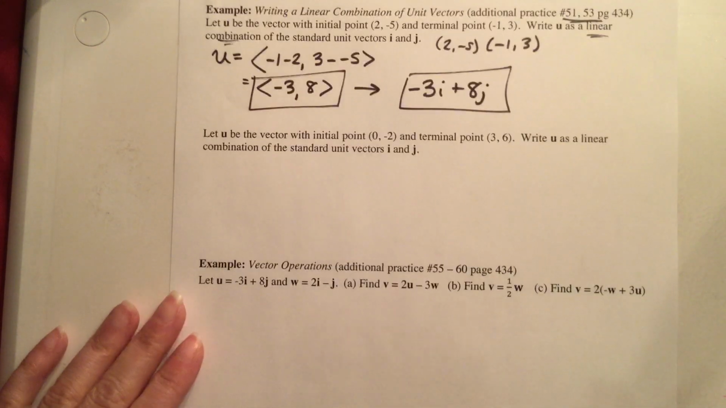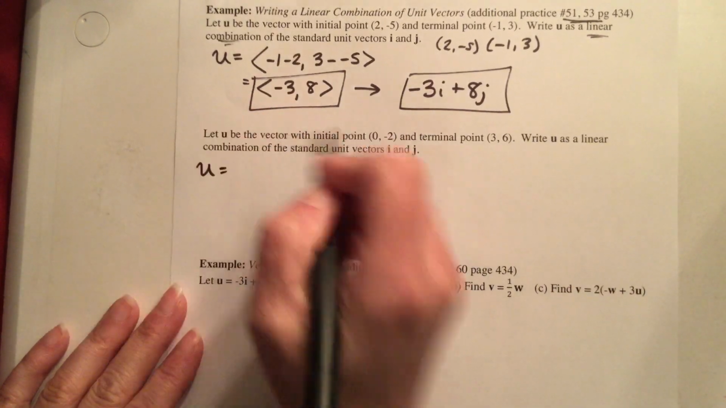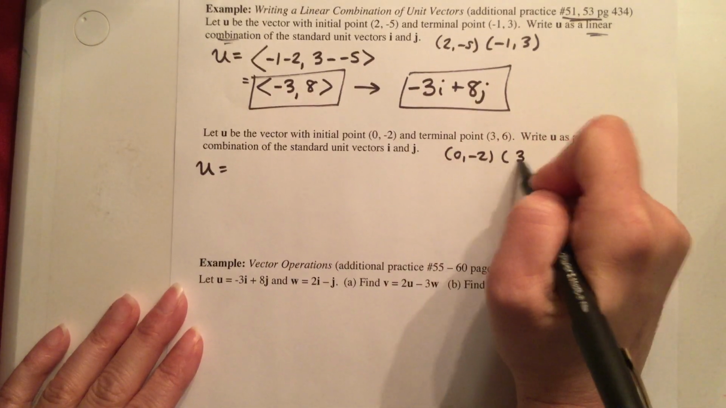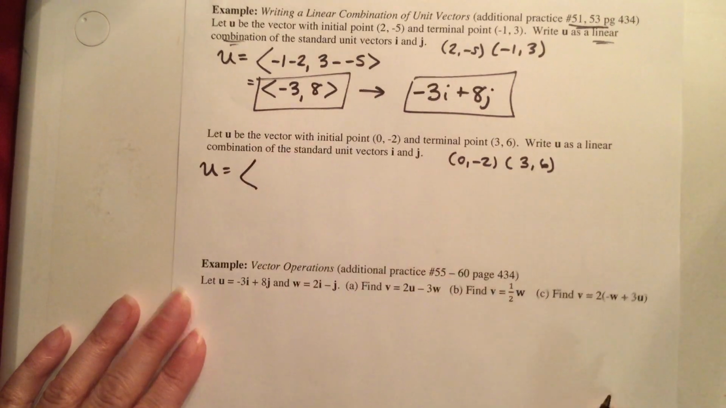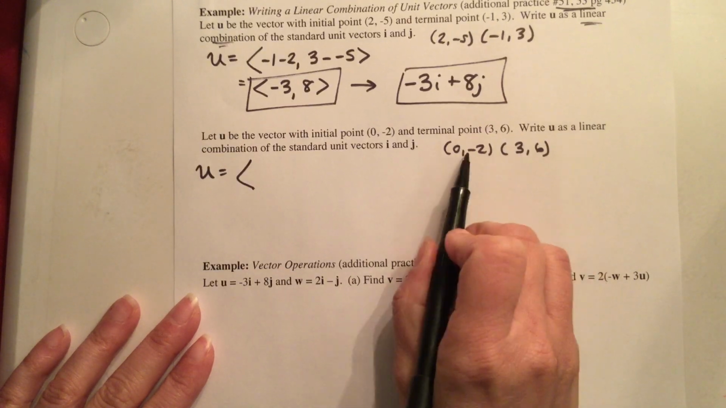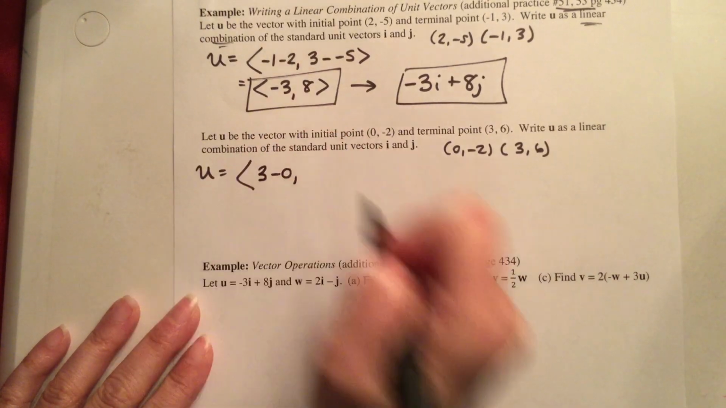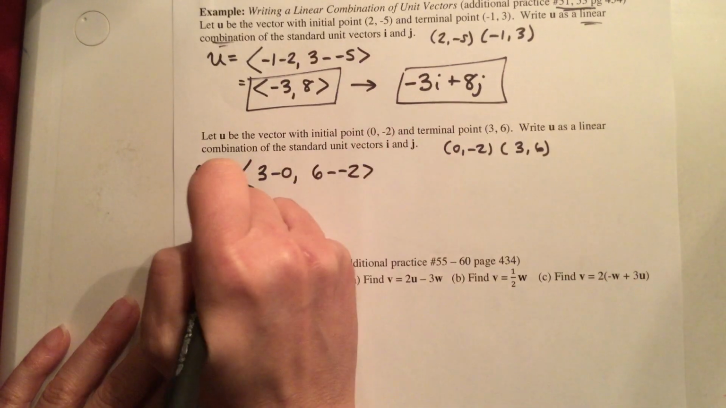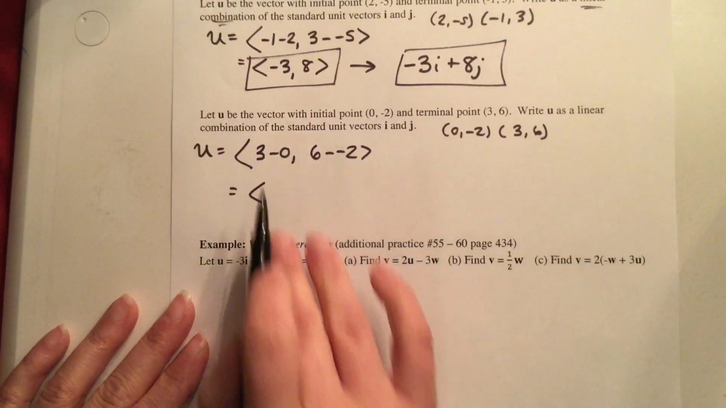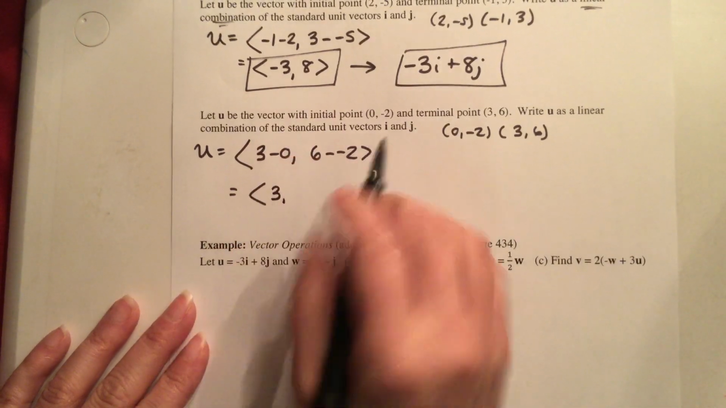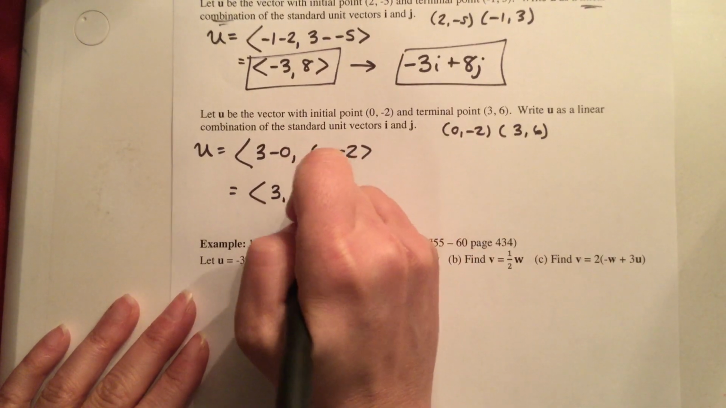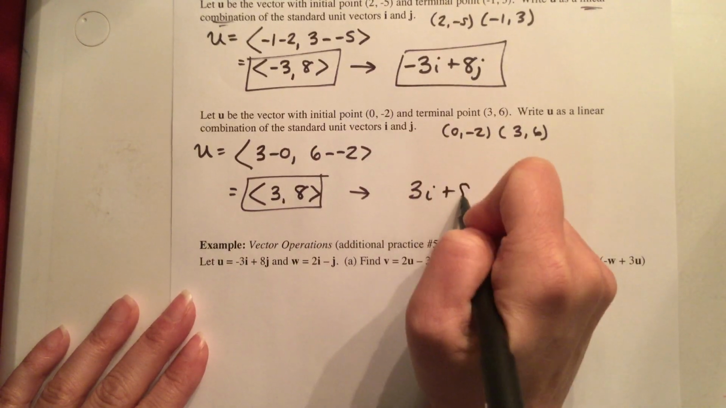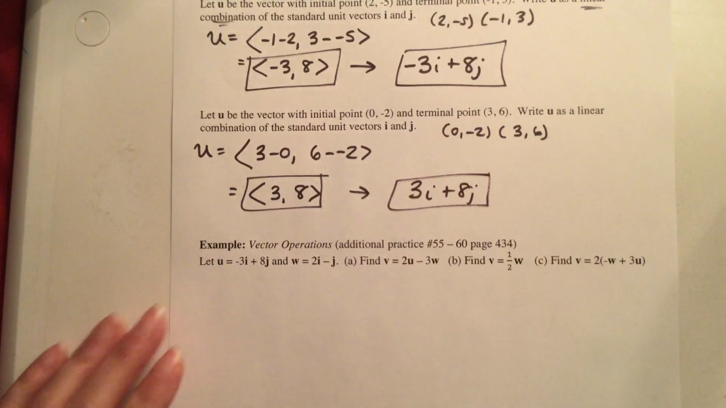Okay, one more just to make sure we've got it. Vector u. You're starting at 0, -2. You're ending at 3, 6. To find the component form, second x minus first x, 3 minus 0. Second y minus first y, 6 minus a -2. So the component form, 3 minus 0 is 3. 6 minus a -2 is 8. Your linear combination form, 3i plus 8j, done.